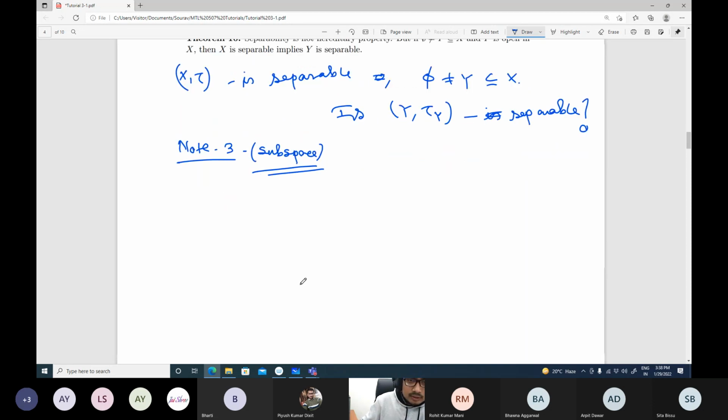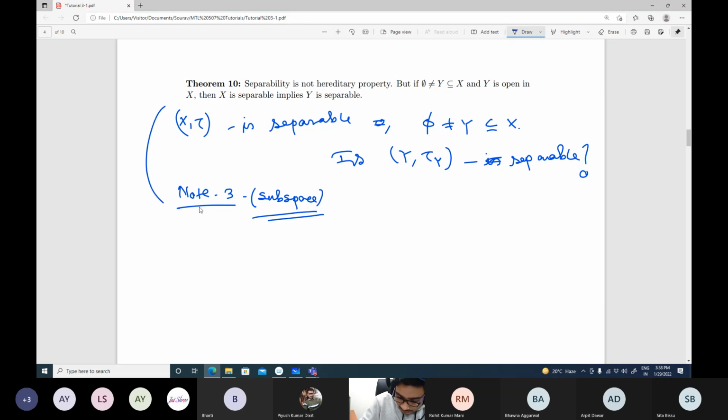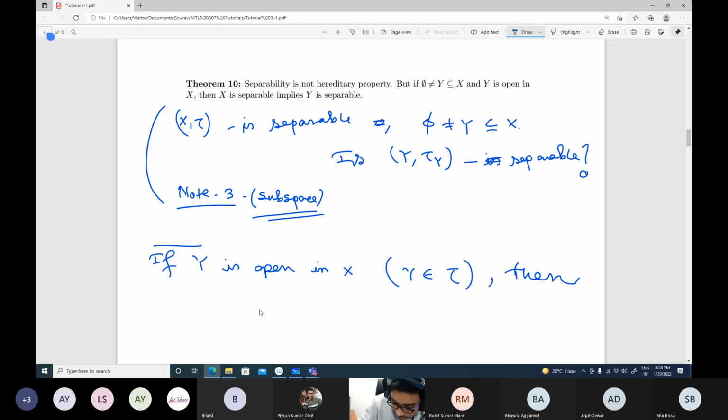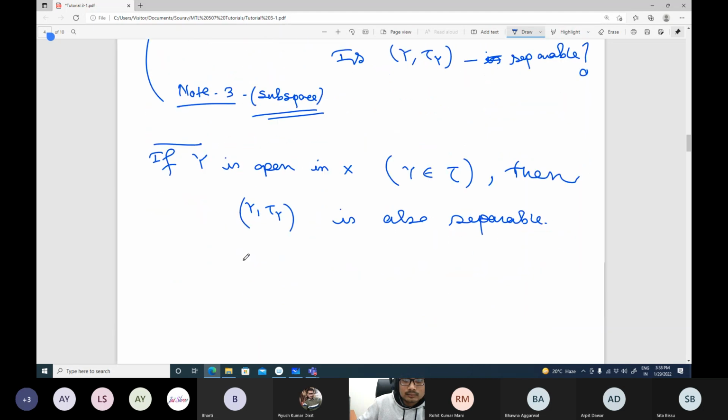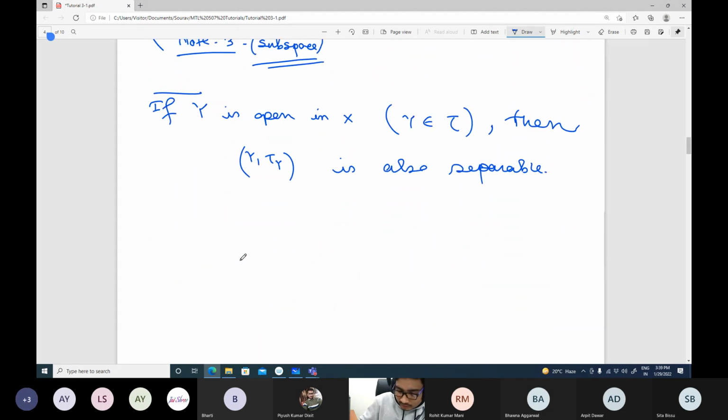Okay. But if we restrict the set Y, if we add an extra condition that Y is open in X, in other words, if we take Y belongs to tau, then what happens? Then this (Y, tau_Y) is also separable. Now tell me whether the x-axis in the Moore plane is open with respect to the topology. Is it open? Yes, sir. X-axis is open.